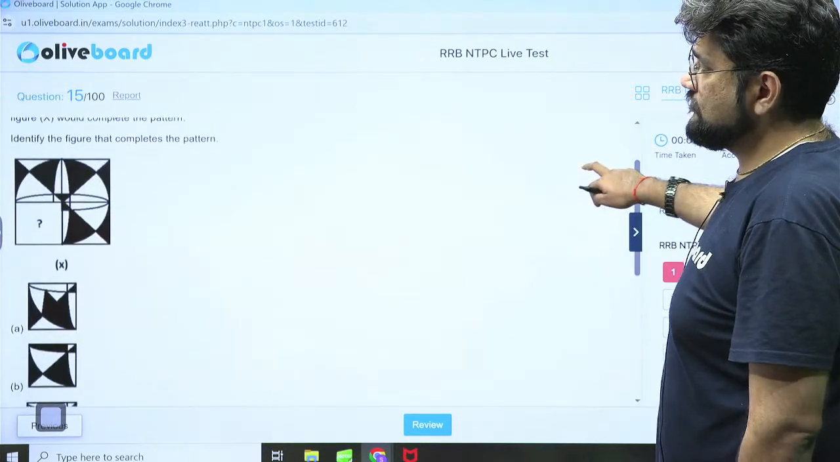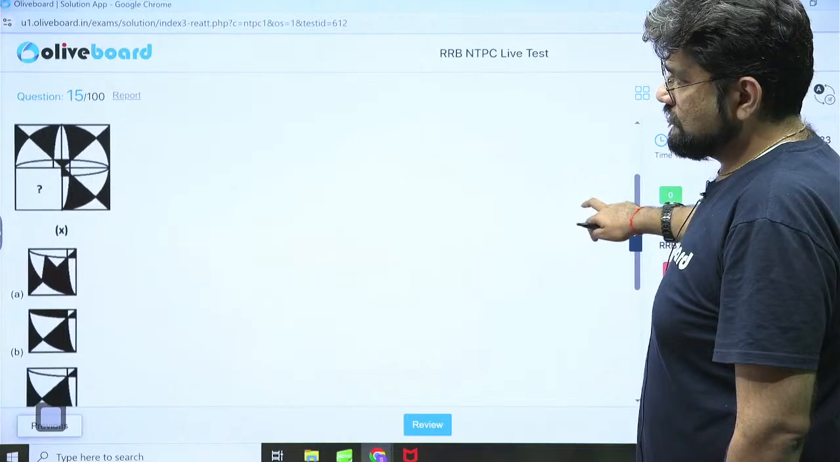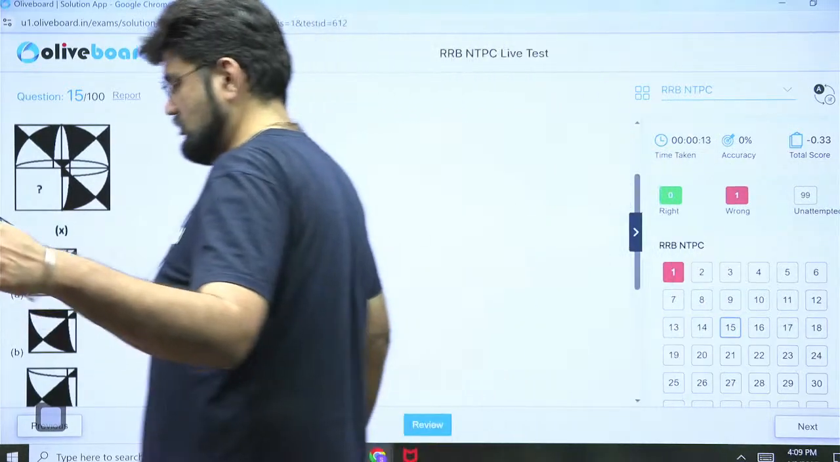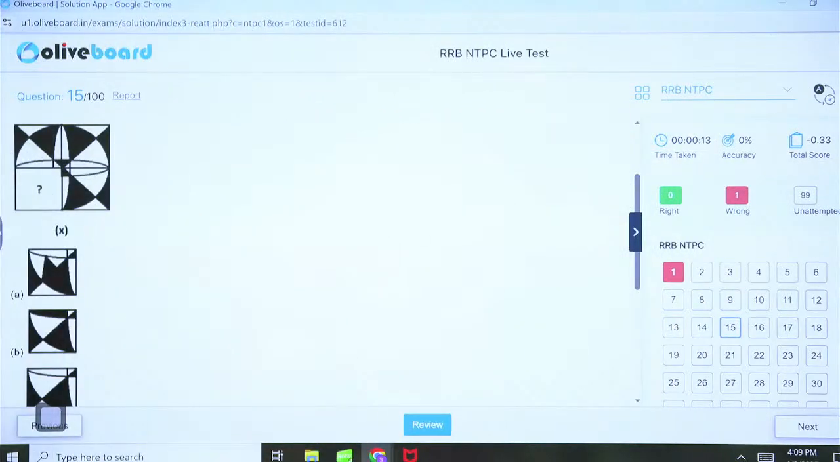Pattern completion. So which figure completes this pattern? If you see, it's just a flip version of this.